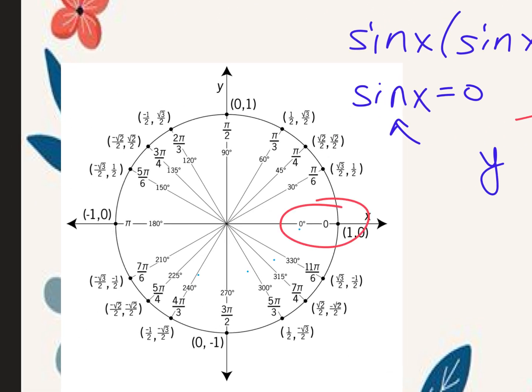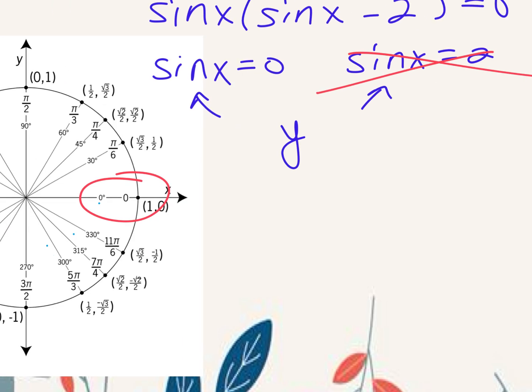You have it at 2 pi or 0, however you want to say it, and pi. So you can say pi, and then you can either say 0 or 2 pi. That's the same spot.